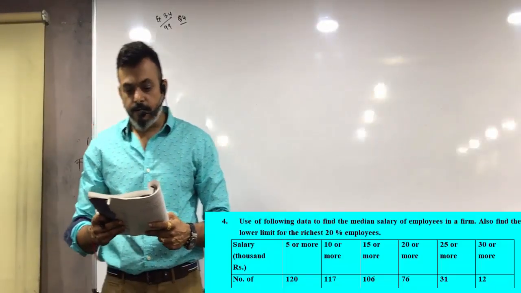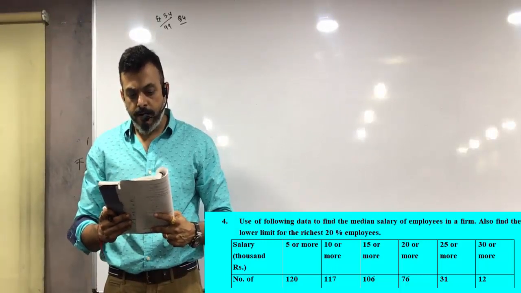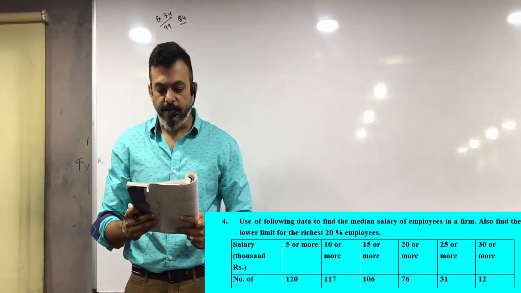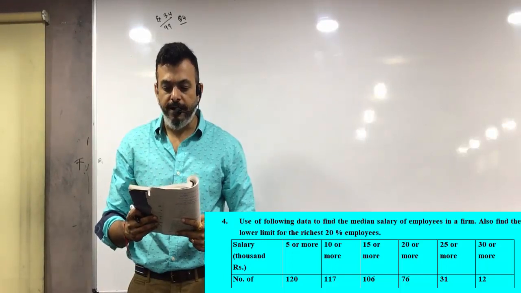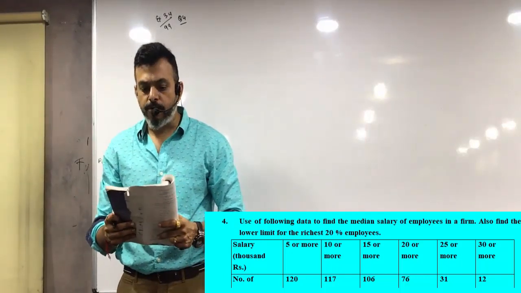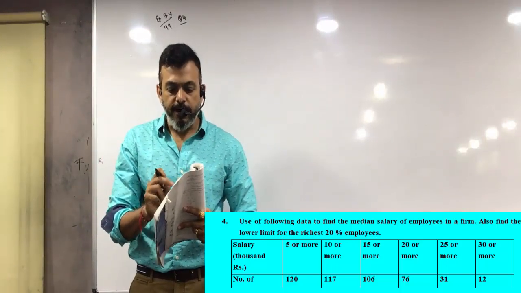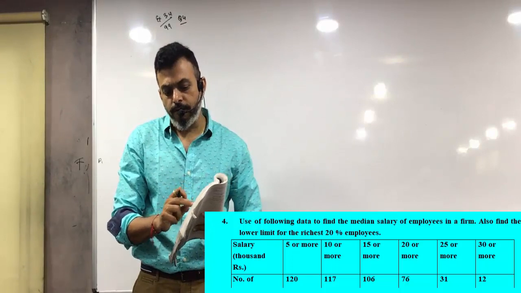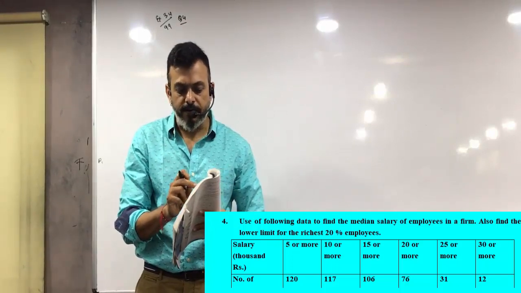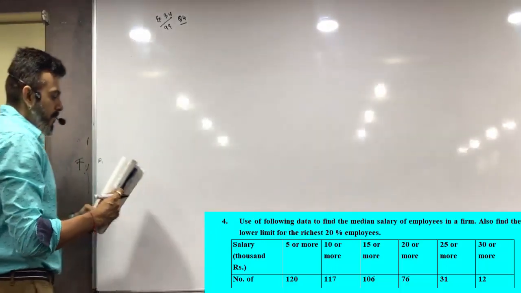Page number 99, question number 4. Use the following data to find the median salary of employees. Also find the lower limit of the richest 20% employees. Underline this. First, let's find the median salary, then we will find the lower limit of the richest 20% employees. Now, let's write the question.